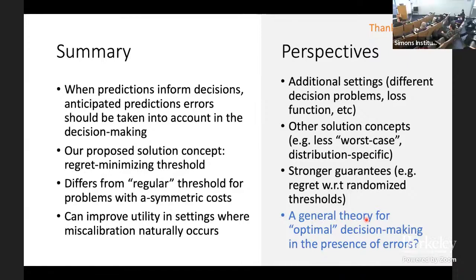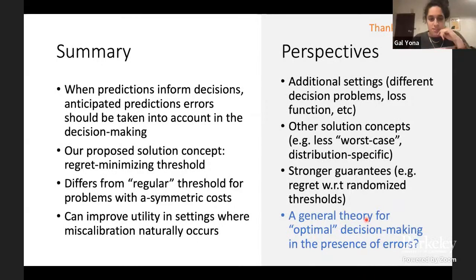I'm curious if you've thought at all about extending this to an individual-specific threshold. If you had, for instance, confidence intervals or some sense of an individual's miscalibration, can you use that to base your threshold off of?